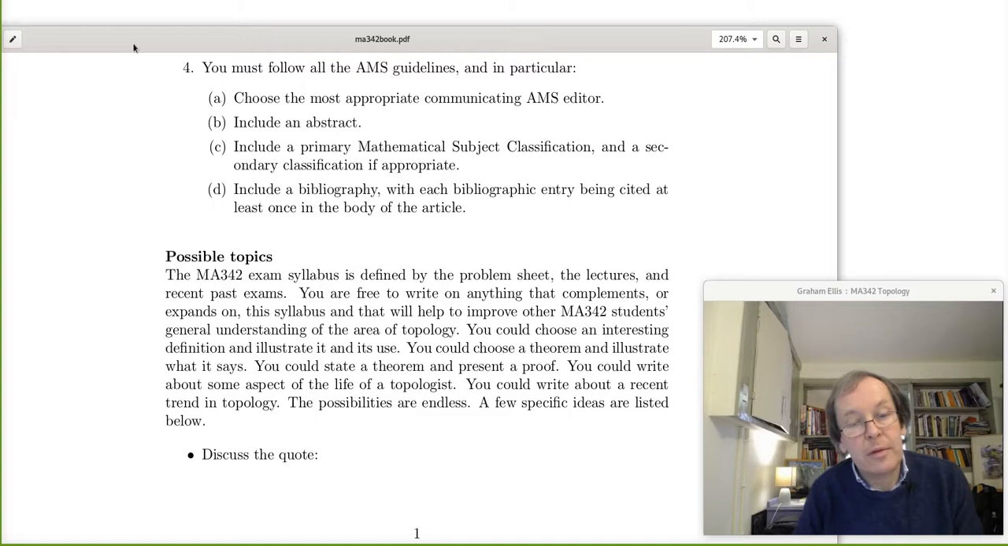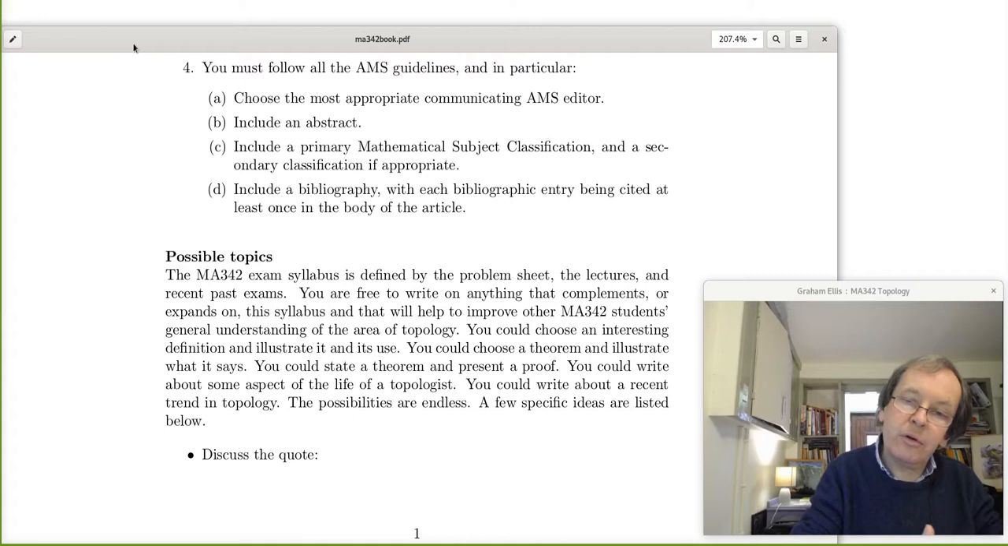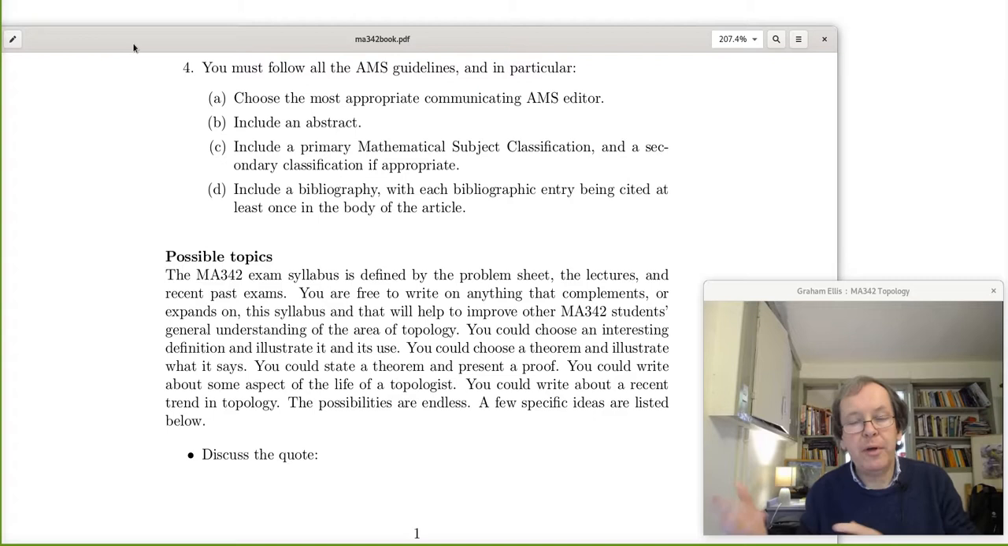So I don't want you to take something that I've done in lectures and reproduce it. I want you to do something different, but which complements it. And the aim is that the collection of these articles, which will be published as a book online, will help your peers deepen their understanding of topology. So the article should not be written for me or for some professor of topology. The article should be written so that your peers will be able to understand it.